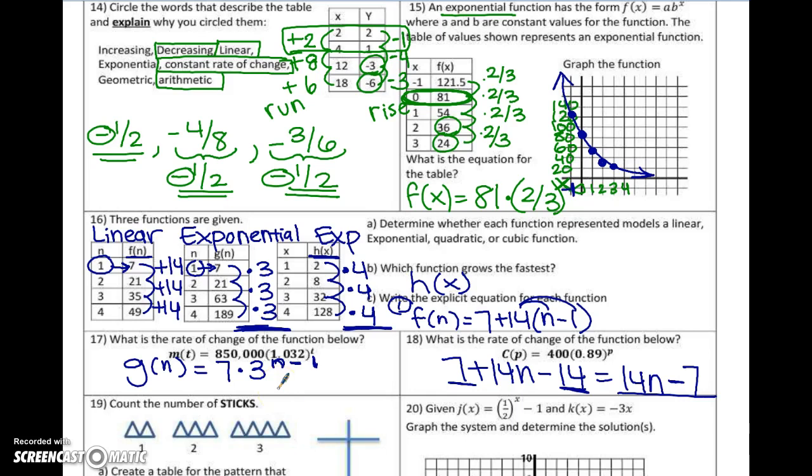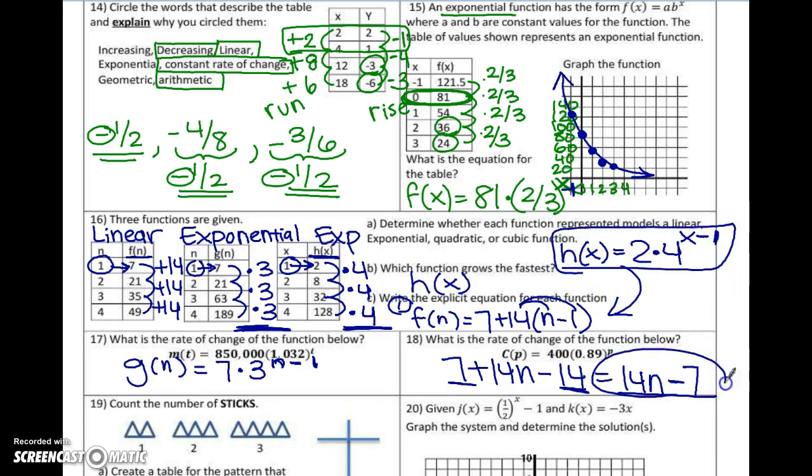And the last one I've got is h of x. I'm going to put that over here, even though they all are supposed to go in that spot there. So the explicit equation, h of x, equals, the first term is 2. It's multiplying by 4 each time, and because it is exponential, I have the x as the exponent, and I use the first term, so I have to minus 1. So that's h. This is f, and here we got g.